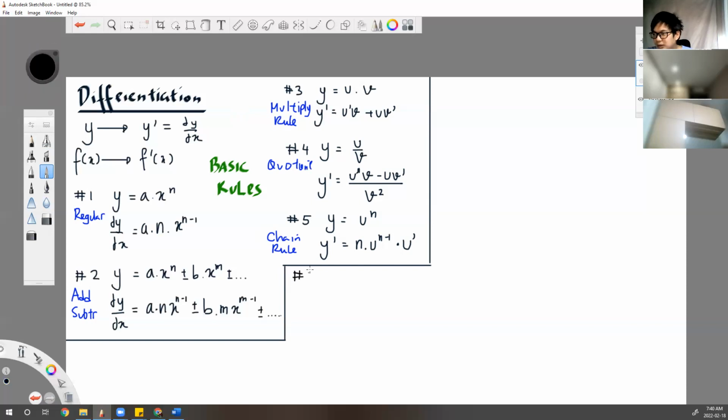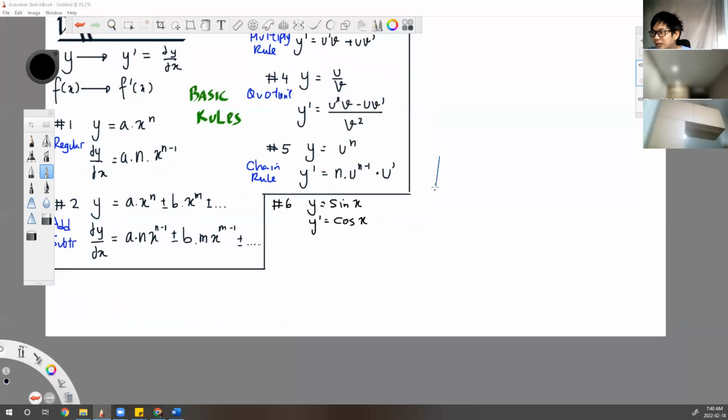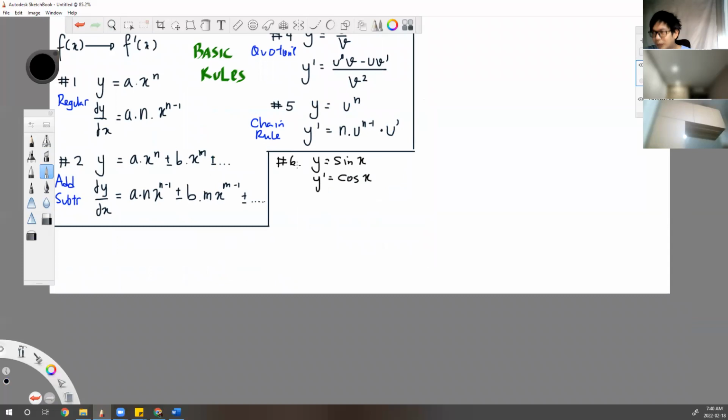Rule number 6. What is rule number 6? Trigonometric rule, right? Sine: if y equals sine x, the y accent will be cos x. And then next, rule 6.2: if y equals cos x, the y accent equals negative sine x. And 6.3: if y equals tan x, the y accent will be secant square x.